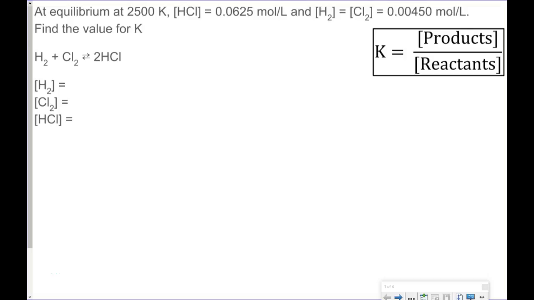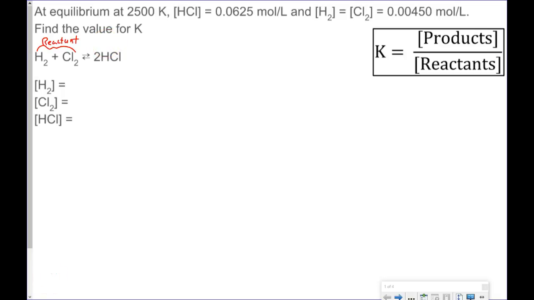Let's do some problem solving for equilibrium constants. So at equilibrium at 2500 Kelvin, the concentration of hydrochloric acid is 0.0625 moles per liter, and both hydrogen and chlorine are 0.00450 moles per liter. Here we have the balanced equation already for how hydrogen and chlorine combine to make hydrochloric acid.